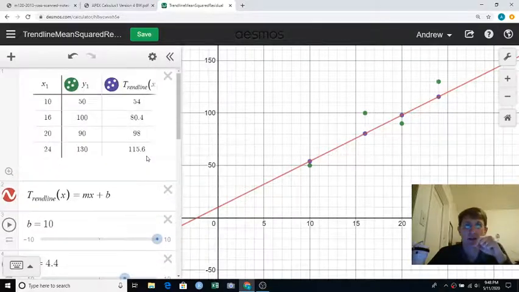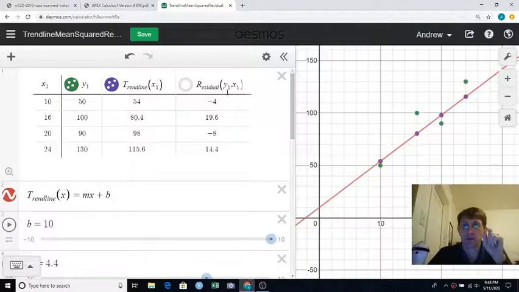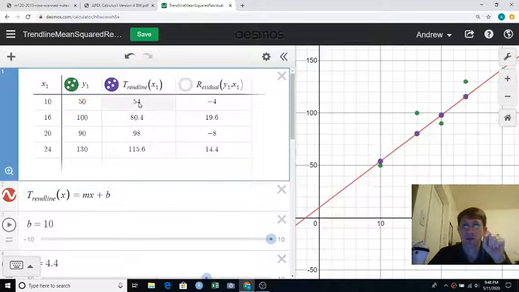So one way to measure that is to say how far is each data point from what the trend line predicts. So I've got another column here called residual. That's the name for how far the y value is from what the trend line predicts. So if my true y value is 50 and my trend line value is 54, we usually do actual minus predicted. So 50 minus 54 is -4. So that residual is -4. This residual is positive 19.6. This residual is -8, and this residual is positive 14.